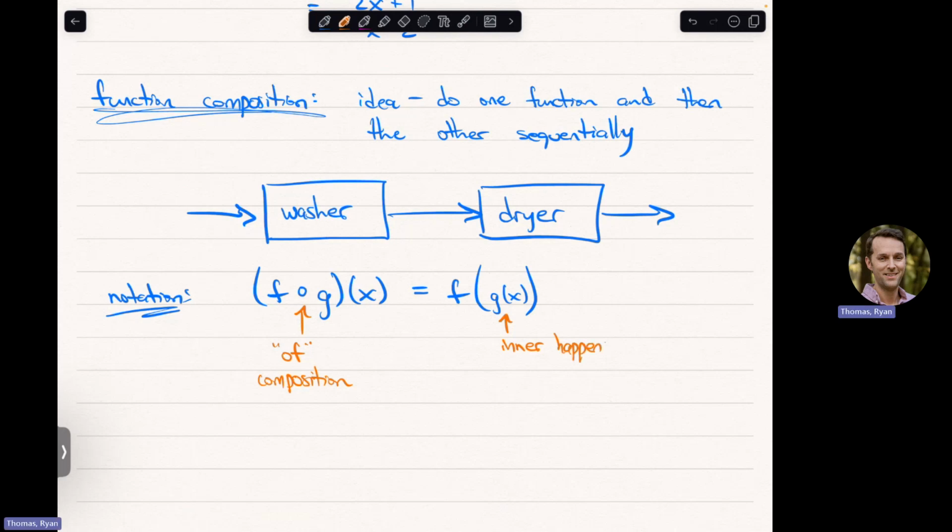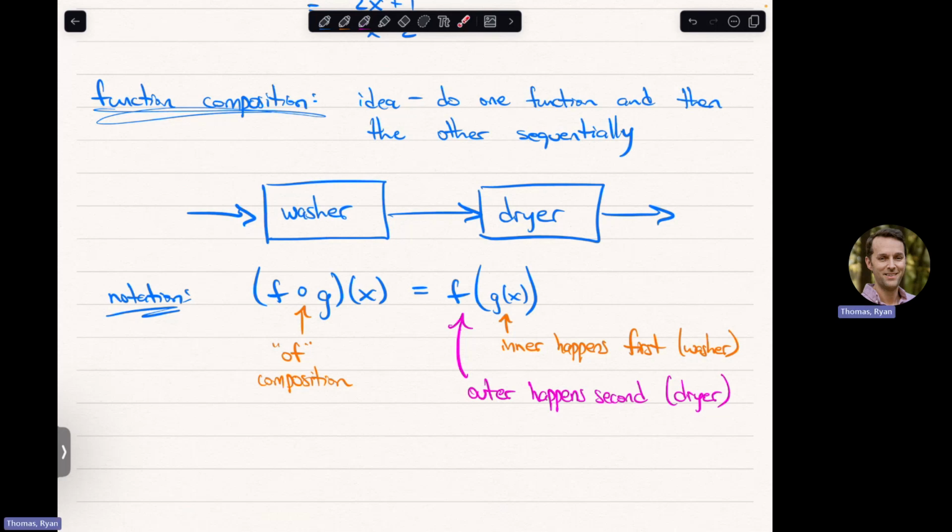This inner function happens first. So that's the washer. And then the outer, f in this case, happens second. That's the dryer in my laundry example.